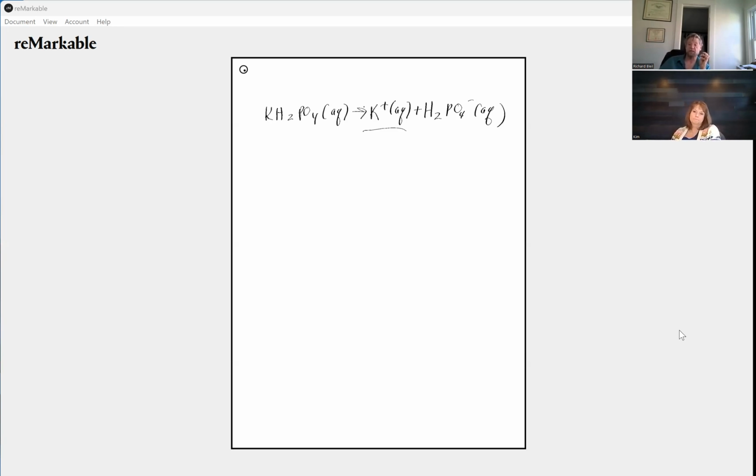sorry, I'm distracted now because the cops are outside. I should go see what they want. Anyway, because of the spectator ion, it's not going to participate, but it has to be there because I don't have a jar of H2PO4 minus.